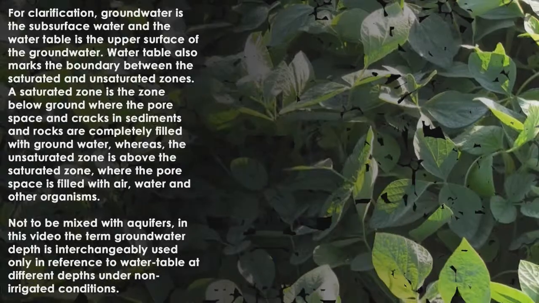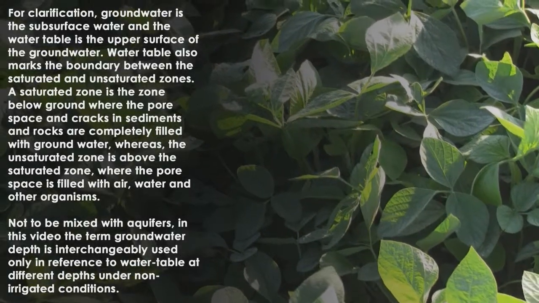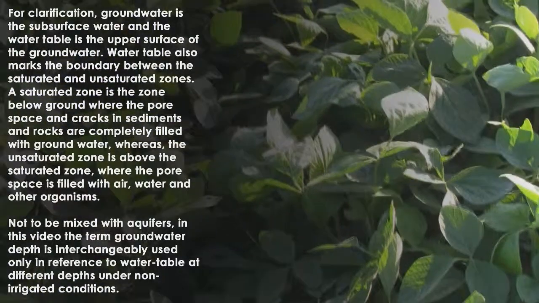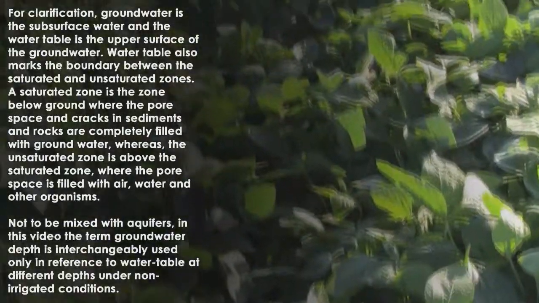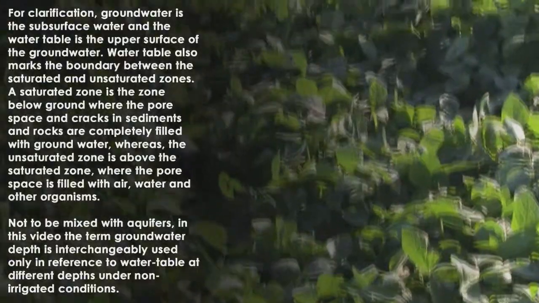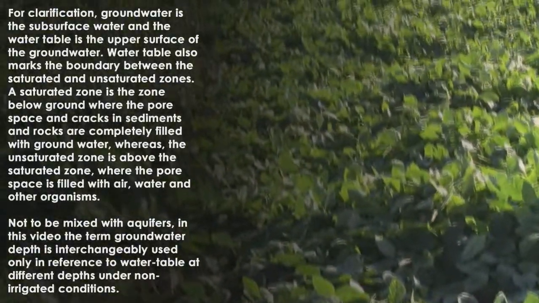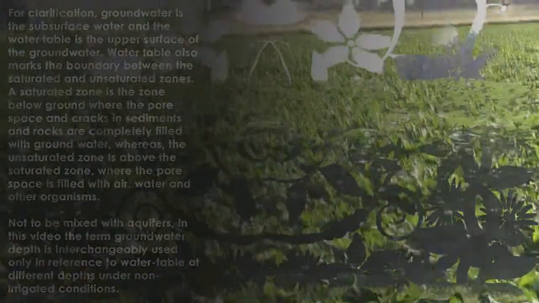For clarification, groundwater is the subsurface water and the water table is the upper surface of the groundwater. The water table also marks the boundary between the saturated and unsaturated zones. A saturated zone is a zone below the ground where the pore space and cracks in sediments and rocks are completely filled with groundwater, whereas the unsaturated zone is above the saturated zone where the pore space is filled with air, water, and other organisms. Not to be mixed with aquifers, in this video the term groundwater depth is interchangeable, used only in reference to water table at different depths under non-irrigated conditions.